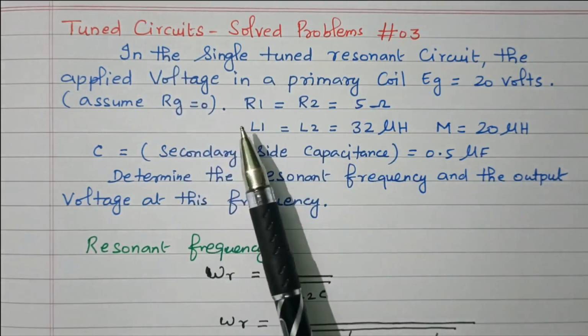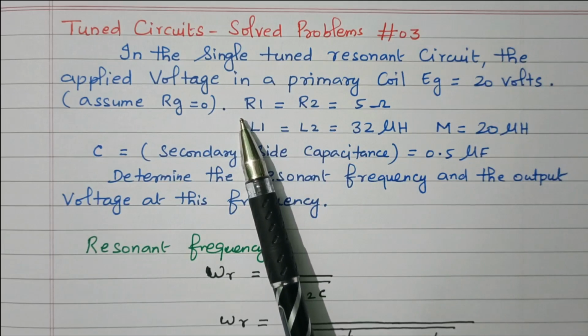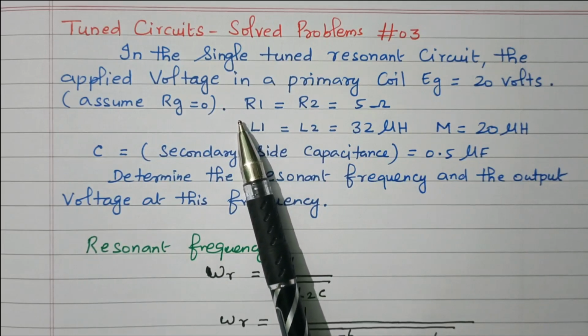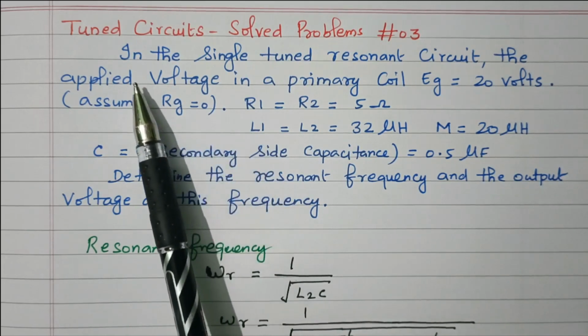We know that tuned circuit means we are making the inductive reactance equal to capacitive reactance so that the circuit behaves like a resistance, only the resistance. Single tuned means a capacitor is connected in the secondary side in order to bring the resonant condition. Similarly, a capacitor connected in primary as well as secondary means double tuned circuit. Right, now we'll go to the problem.